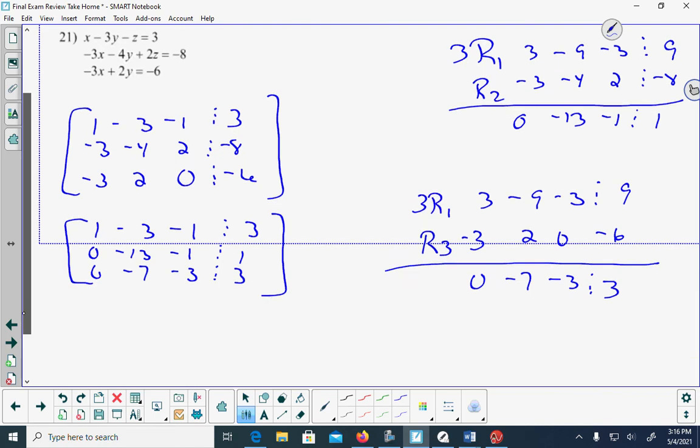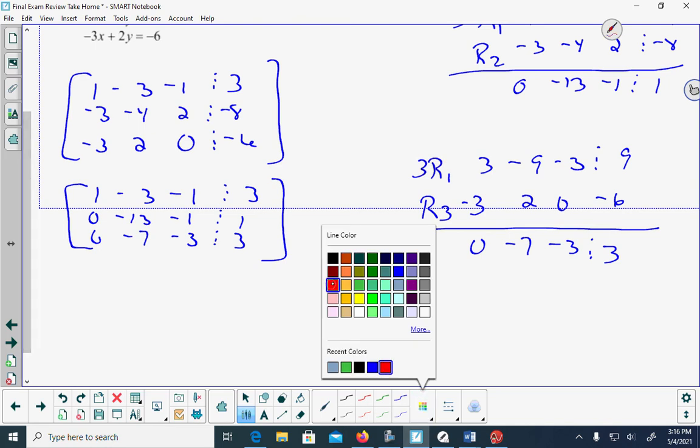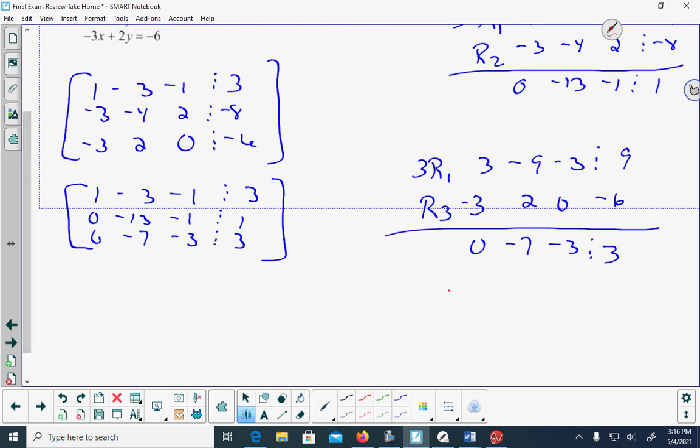Then I'm going to do row 2 and row 3 to eliminate the y. So when I do that, I'm going to multiply row 2 by a 7. So 7 times row 2. So 7, that'll be a 0, and then that'll be negative 91, negative 7, and then 7. And then I'm going to do 13 times row 3, so I'm going to do negative 13.